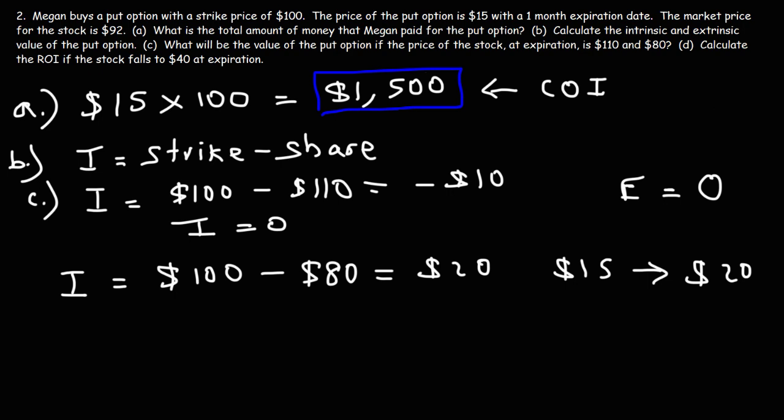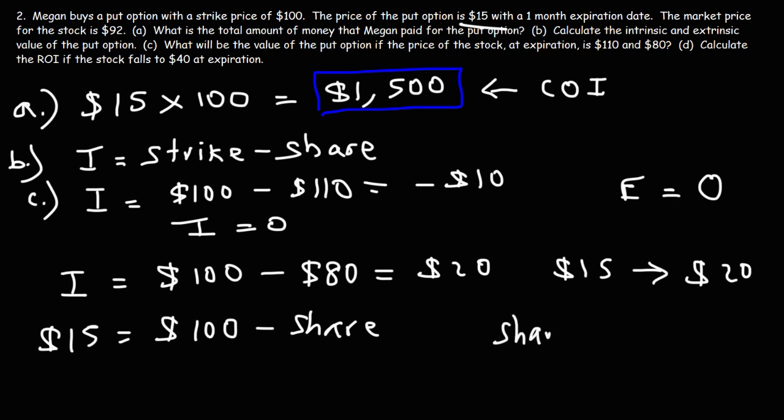Now, if you want to calculate the break-even point, you need to find the price at which the intrinsic value equals how much she paid for the option. She paid $15 for the option. So if we set this to 15, we can solve for the share price, which is going to be the break-even point. And it's going to be 100 minus 15. So if the share price goes to 85, then the put option will be worth $15 at expiration. That means she broke even. She didn't make any money on the trade, nor did she lose any money on the trade.